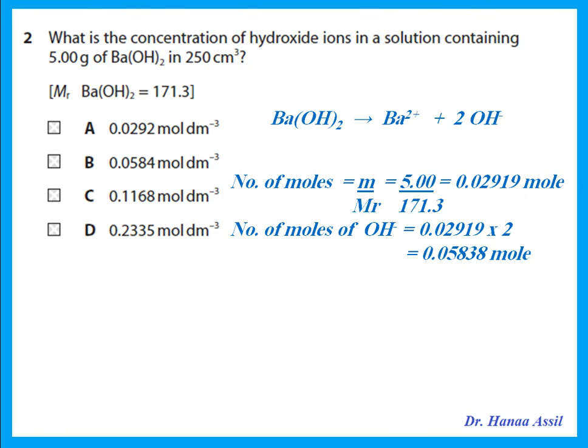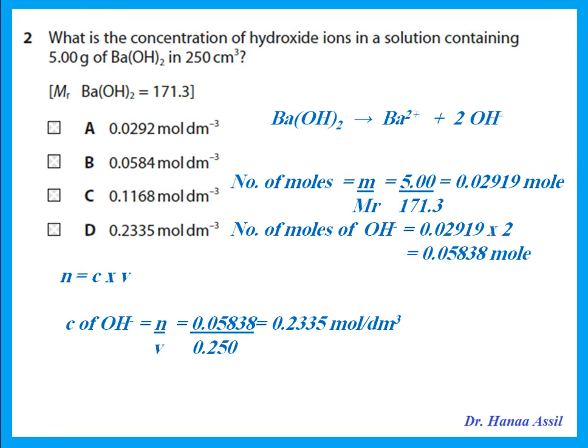Now what is he looking for? He's looking for concentration. You should know that number of moles is concentration times volume, and that means concentration is number of moles over volume. So you put the number of moles that we have over the volume, which is 250 centimeter cubed, but remember we need to divide it by 1,000 to change it into decimeter cubed first. So this gives me this number of moles per decimeter cubed. So my answer is D.